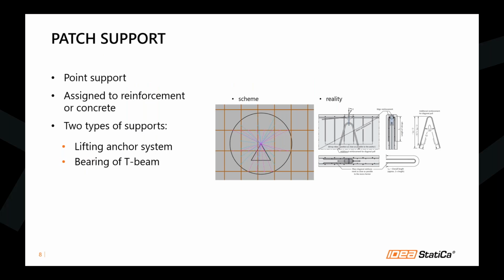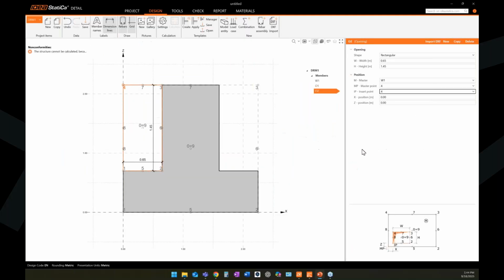And this type of support, patch support, is suitable for 2 types of structures: either as a precast concrete lifting anchor system, or it can be used as a bearing of the inverted T-beam as indirect support system, which is our case. So let me jump out of the presentation back to the application, and we will apply the patch support.